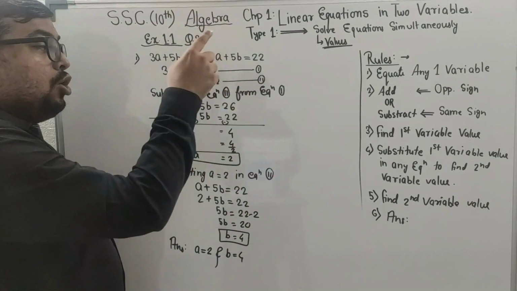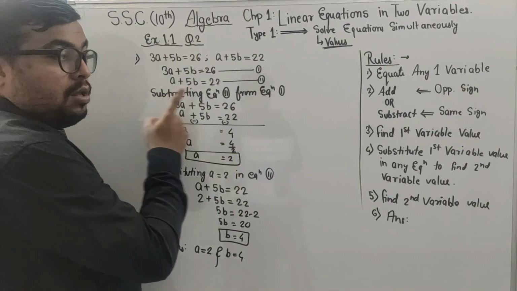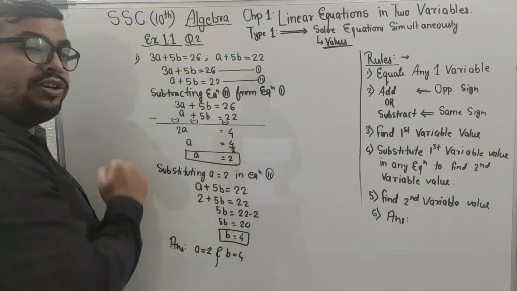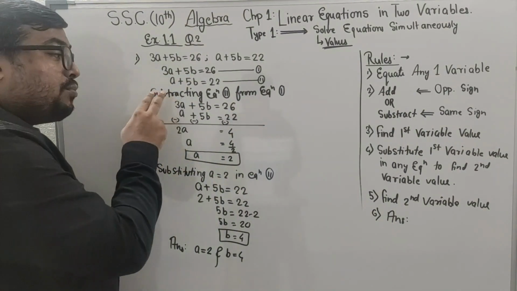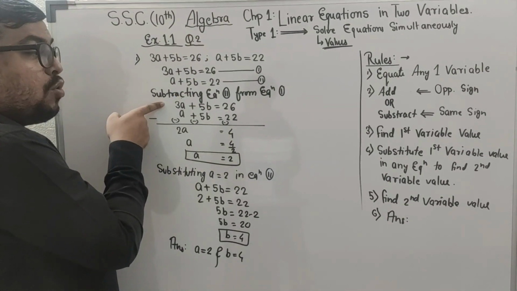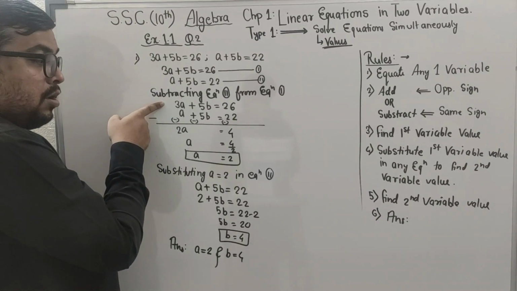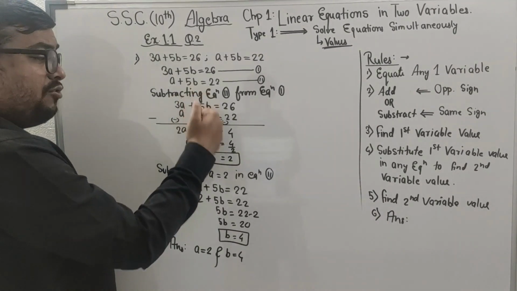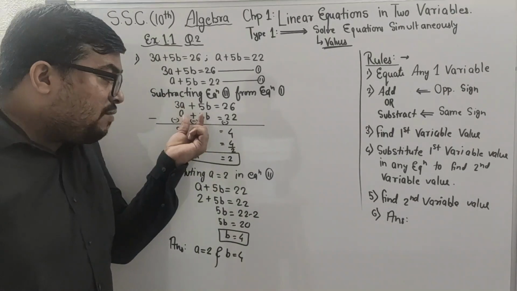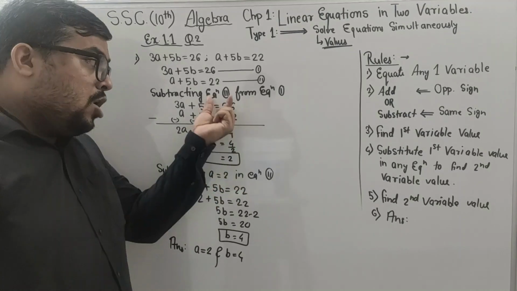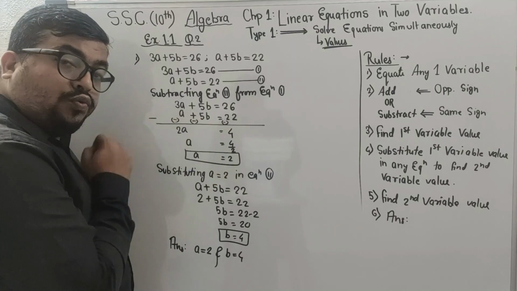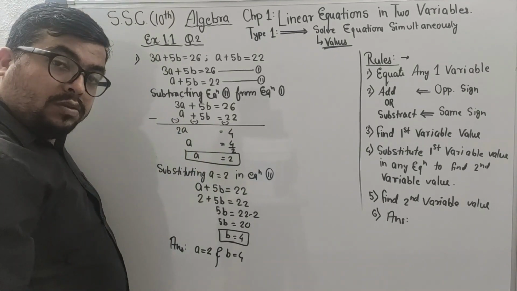Now students, you have to subtract. For the same sign, you have to subtract. 5b is positive, 5b is positive. You have to subtract. Subtracting equation 2 from 1. That means above equation 1 will be there. Okay? Now, subtraction. 3a minus a is 2a. And 5b minus 5b is 0. 26 minus 22 is 4. 2a is equal to 4. a is equal to 2.